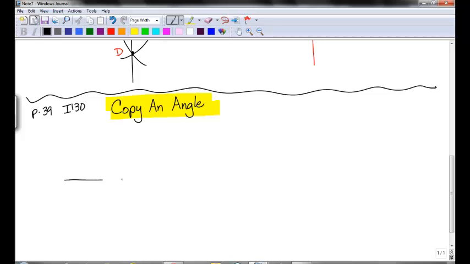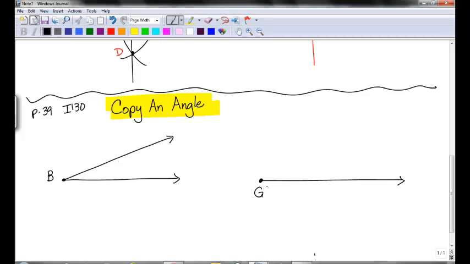Let's say I'm doing here and here. And the vertex here is point B. I'm going to do mine outside. Okay. Draw another ray and label that one point G.